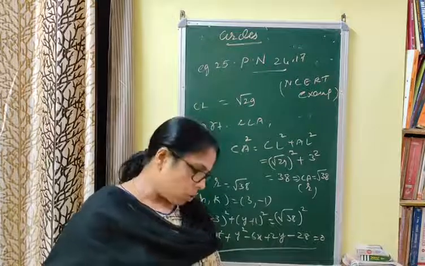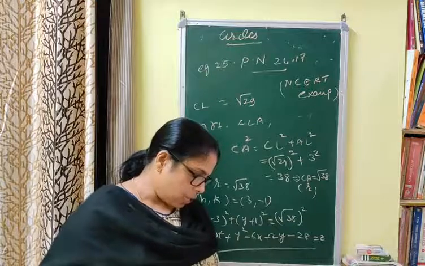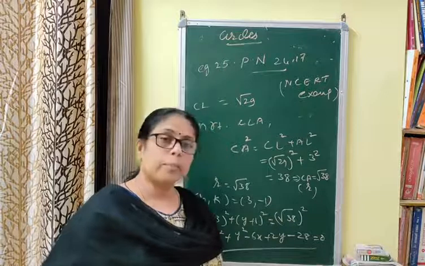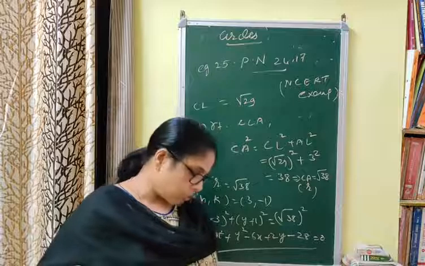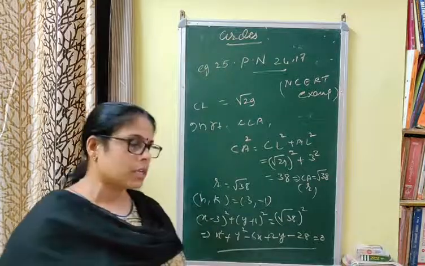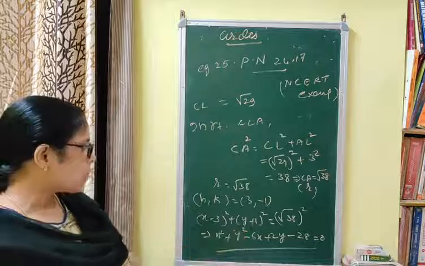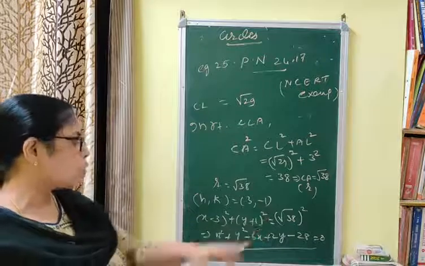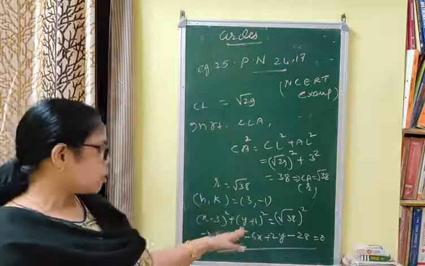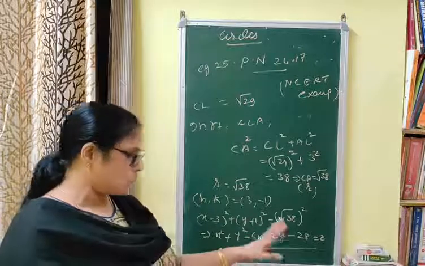By applying Pythagoras theorem, you will get radius CA equal to root 38. Then, using the central form of the equation, you will get the equation of the circle: x minus 3 whole square plus y plus 1 whole square equals root 38 whole square. By solving it, you will get x square plus y square minus 6x plus 2y minus 28 equal to 0.